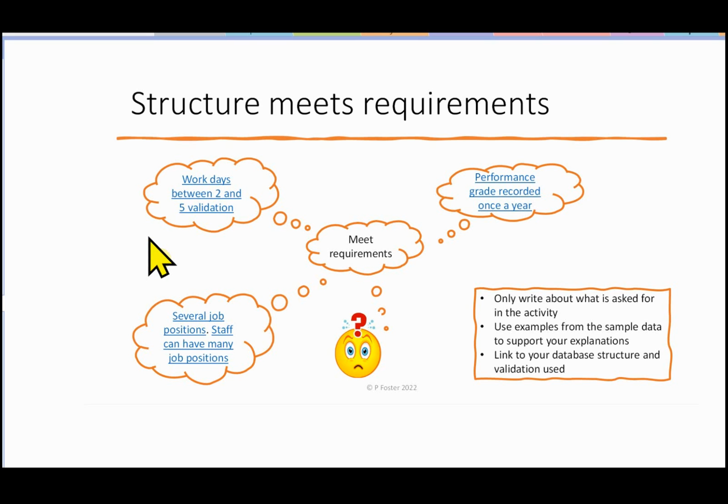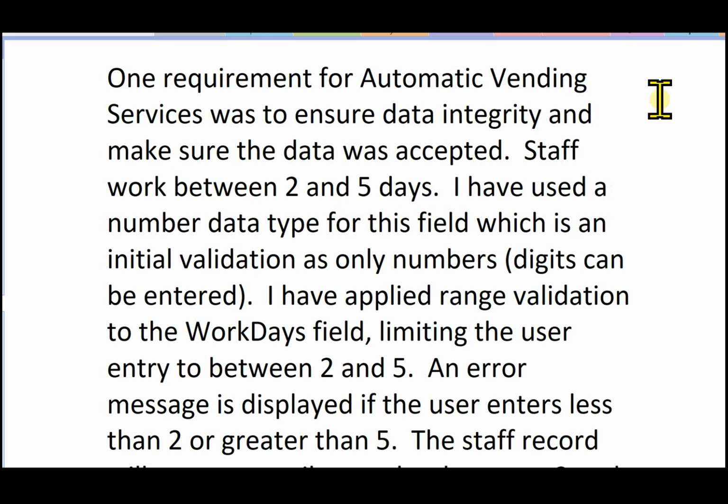The thing that we've got to address is the work days between 2 and 5, that validation. We've got to look at the fact that there's several job positions, but a staff can hold many job positions. And then finally, that a performance grade is recorded once a year. So again, I'll take each one of these separately and write a little paragraph about each one. So we'll take this first one, work days between 2 and 5 validation. And here we have a sample paragraph addressing that requirement.